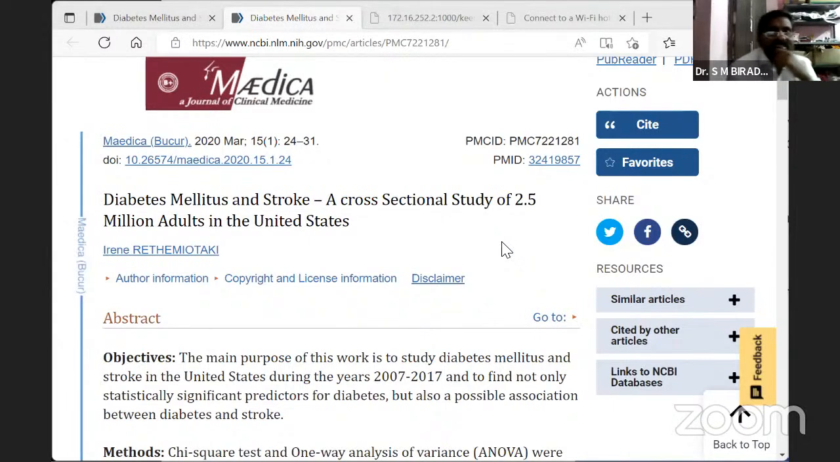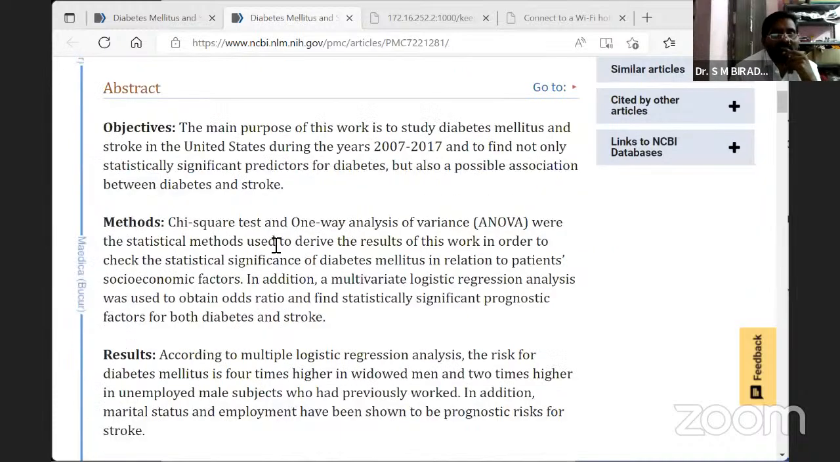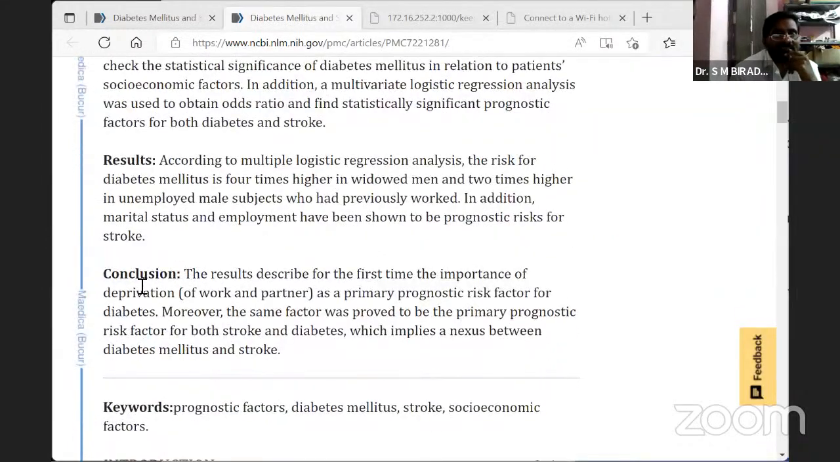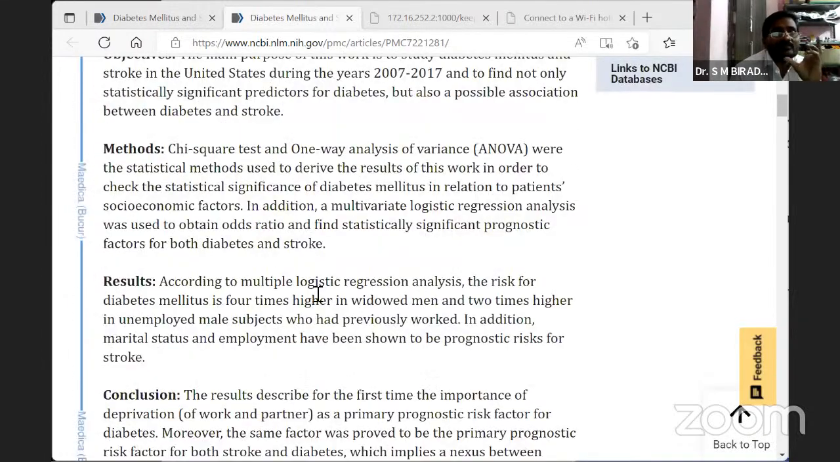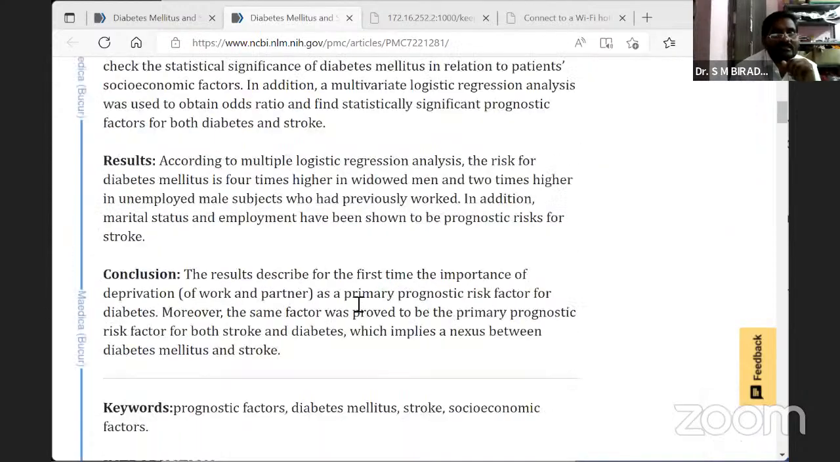So we were discussing the cross-sectional study. This is one example I have taken, diabetes and stroke. They tried to find out the relationship between diabetes and stroke. Here you could see the result describes for the first time. Just a minute, I'll show you. What we need to see is the correlation between these.